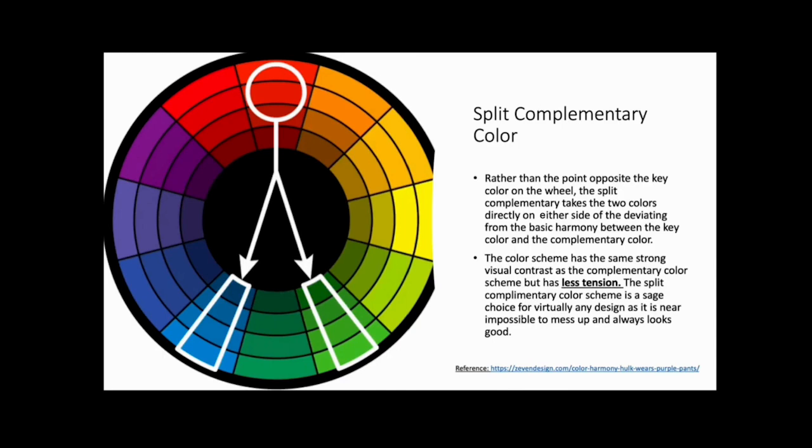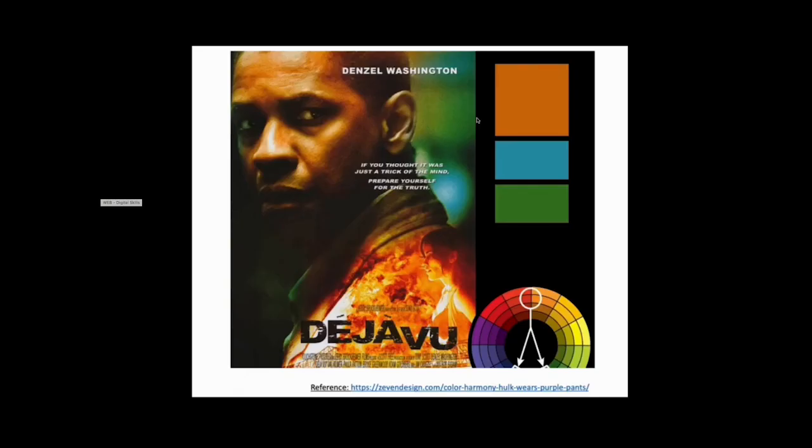All right, the next one that we're going to talk about is the split complementary colors. As you notice, the complementary color for that red is going to be the green right below it. So the split complementary colors are the ones right next to the complementary color. It also has a strong visual contrast like the complementary color, but there's less tension in between. This is kind of a safe choice for virtually any design. You can't really mess it up that much, so it's used pretty often.